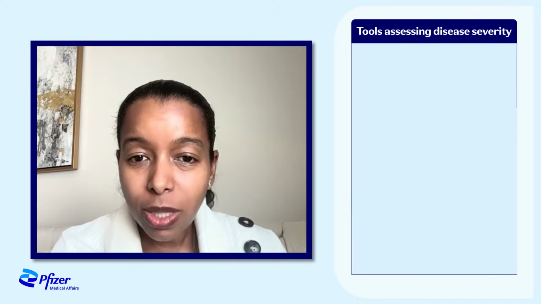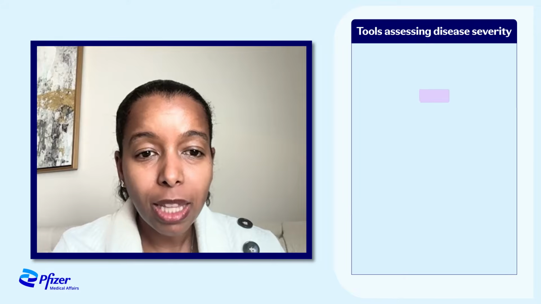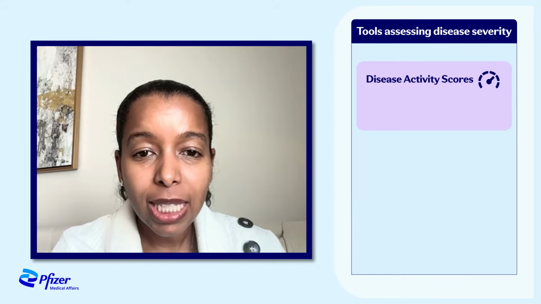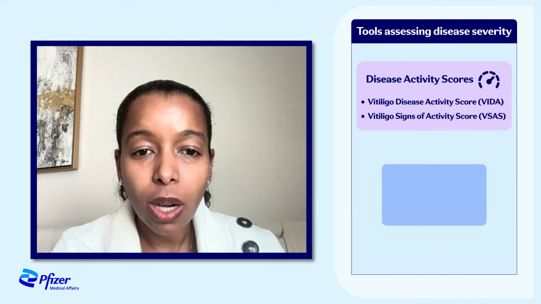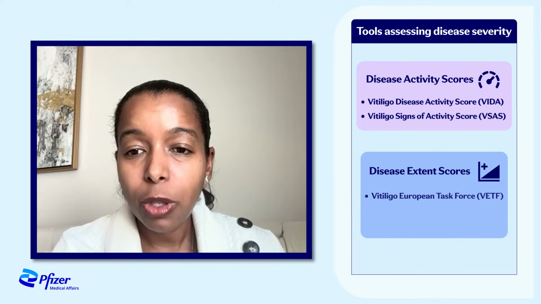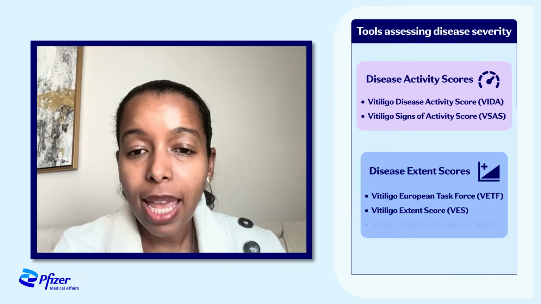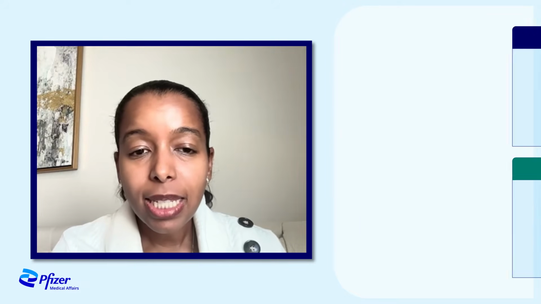There are various tools available to assess disease severity in vitiligo, including but not limited to measures of disease activity, like the Vitiligo Disease Activity Score and Vitiligo Signs of Activity Score, as well as measures of disease extent, such as the Vitiligo European Task Force Assessment, the Vitiligo Extent Score, and the Vitiligo Area Scoring Index, or V-VASI. V-VASI is a clinician-reported quantitative tool.